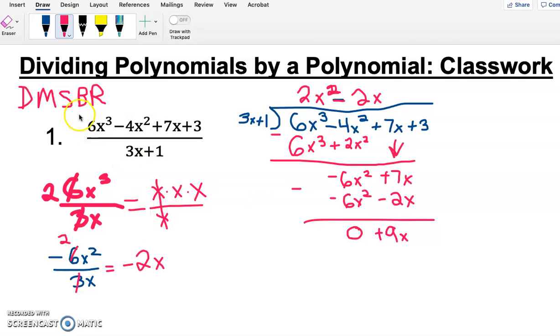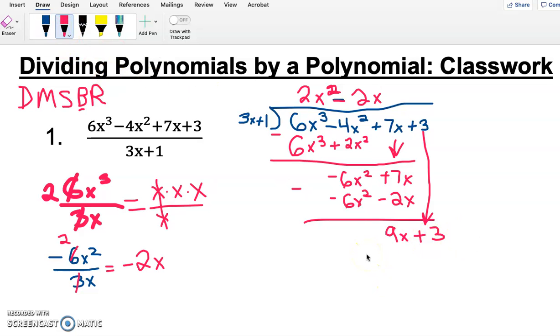What's our next step? All right, we're going to bring down the 3, the positive 3. And repeat. Okay, so that 0 is no longer important. We're getting ready for our next. I'm just going to erase it out. Okay, so we are at 9x plus 3.